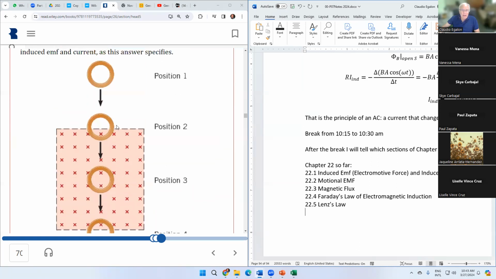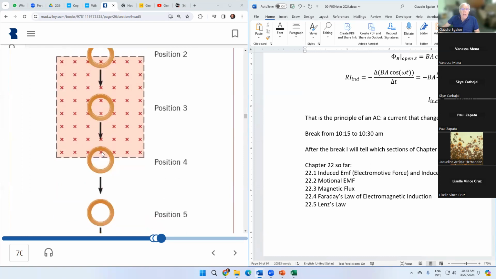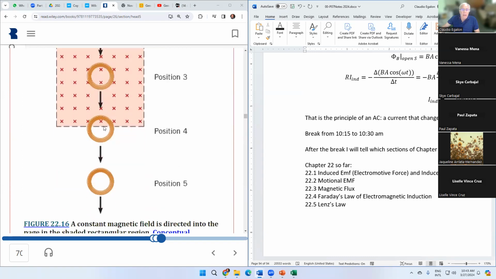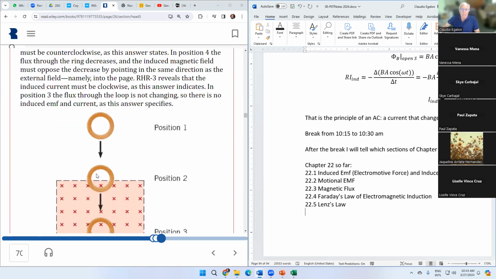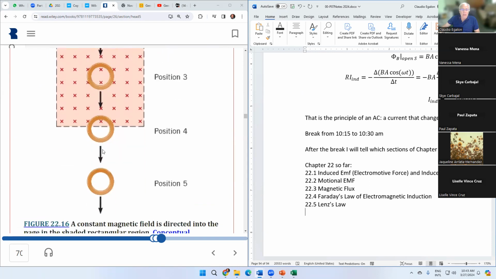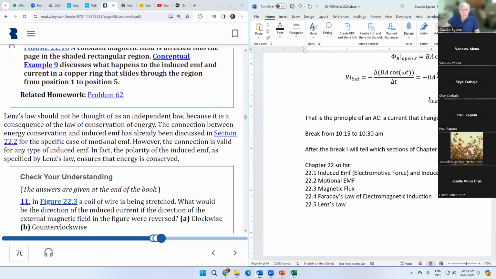So we are going to have an induced current, from here, all the way up to here, all the way down to here, and from here all the way down to here. At this point, the magnetic flux increases. At this point, the magnetic flux decreases. Okay.